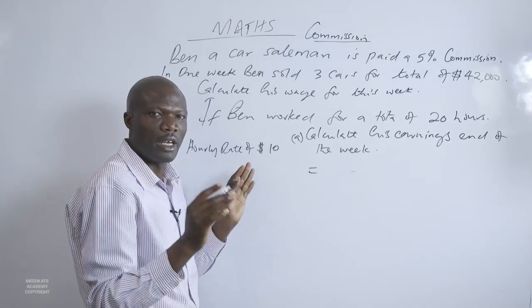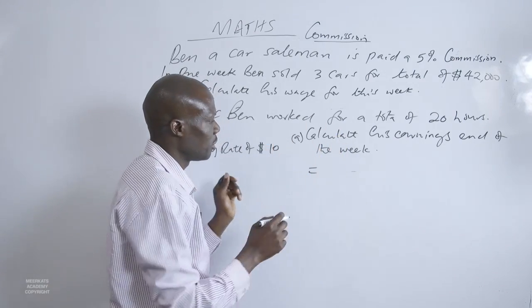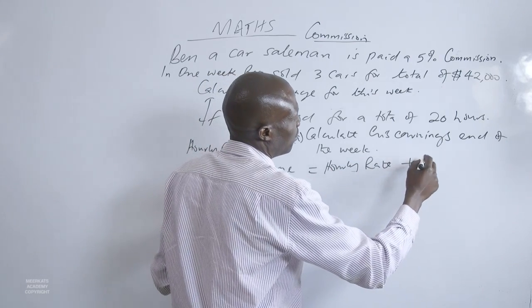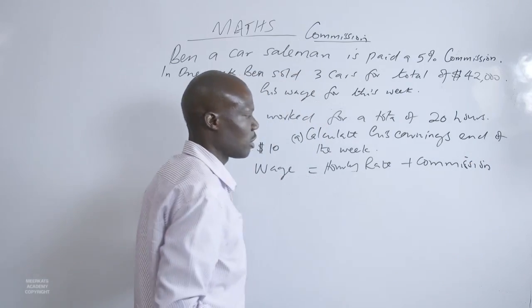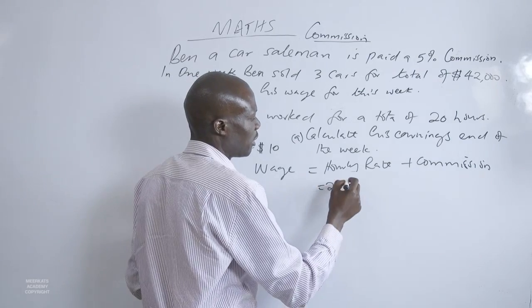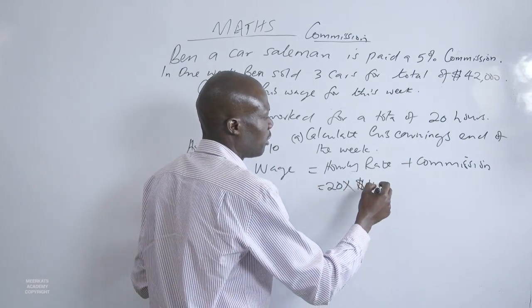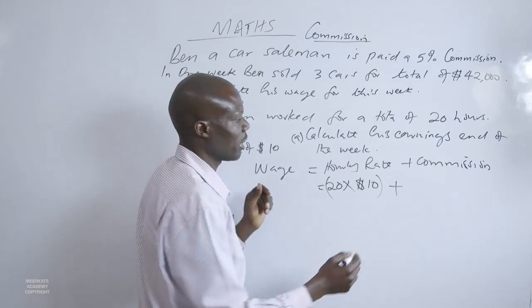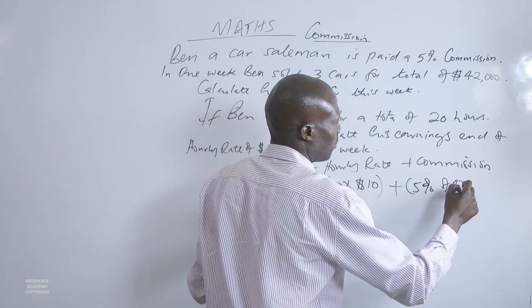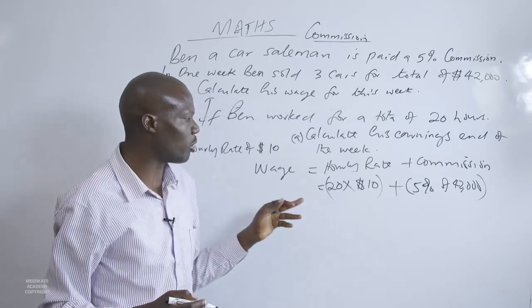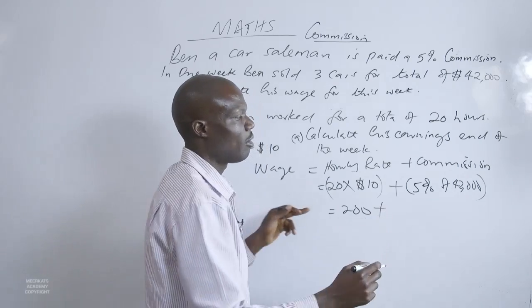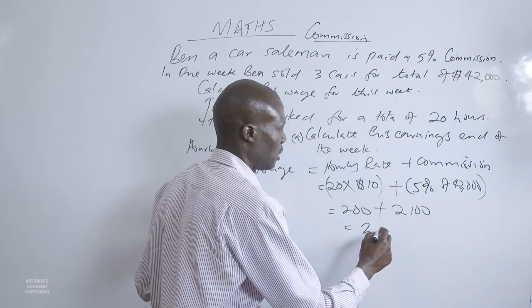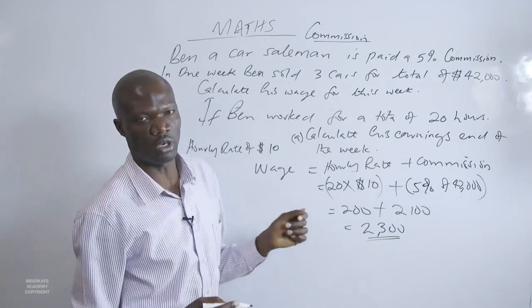This one will be taken as hourly rate added to the commission. Plus the commission. So how many hours did he work? It is 20 hours. How much does he earn per hour? It is a total of $10. Then plus, what is his commission? Commission is simply 5% of 42,000, which we have already calculated. Right? So you take this, you multiply, you find it is $200 plus what we have there, 2,100. So when you add together, you'll find he'll earn $2,300.